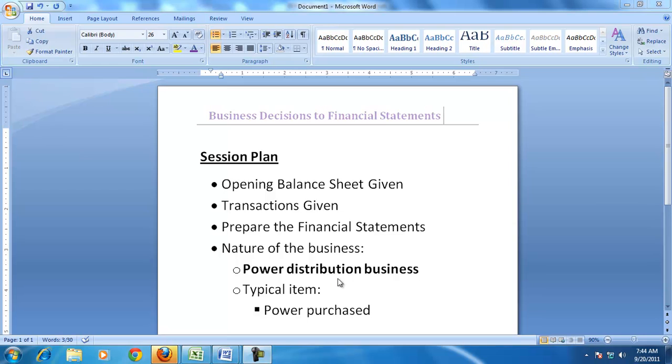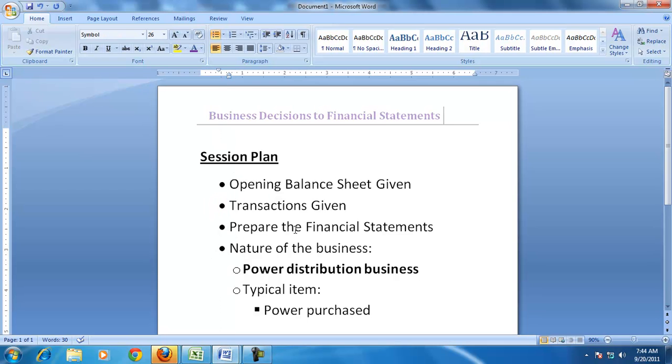To understand the power distribution business, we will see a set of financial statements and see the effect of the transactions on those financial statements. So in this session we'll see a question where the balance sheet is given, set of transactions are given, and we are required to prepare or understand the effect of the transactions on the financial statements.